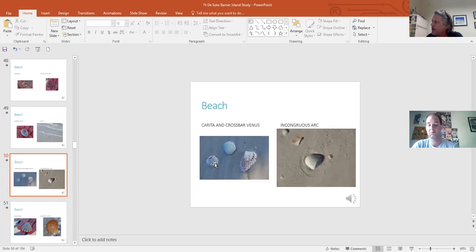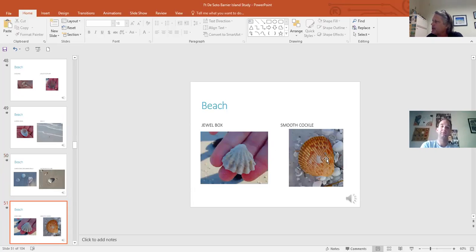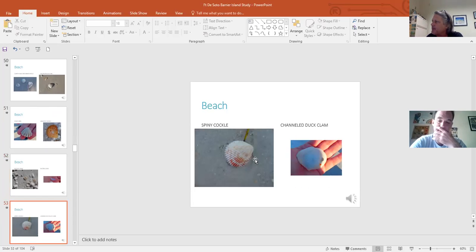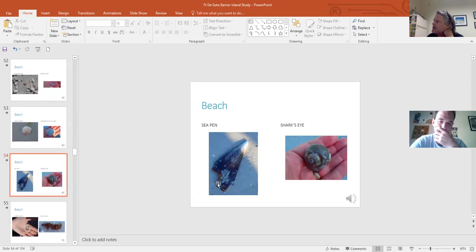There's our crossbar Venuses and Cardias and the incongruous ark, cockles and jewel box, kitten's paw right there, razor clam, that's tough to find. The spiny or prickly cockle, you can see along the sides, it's got prickles. The channeled duck clam, sea pens, and shark's eye snails.